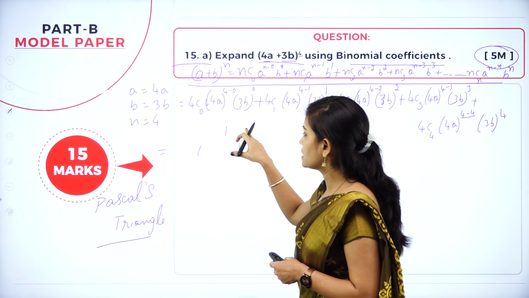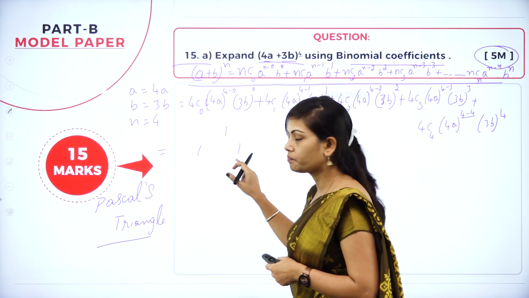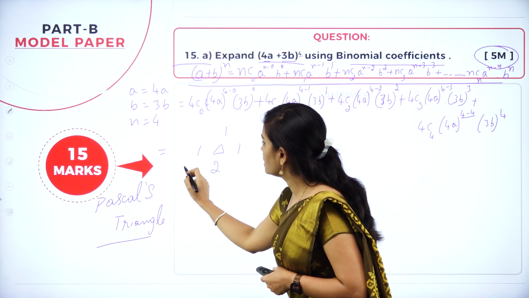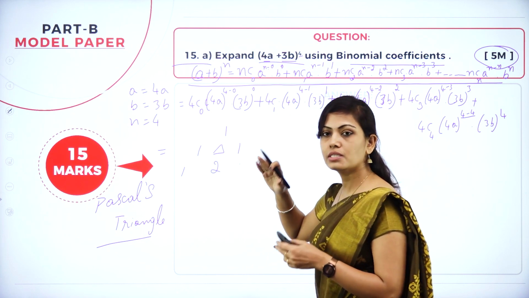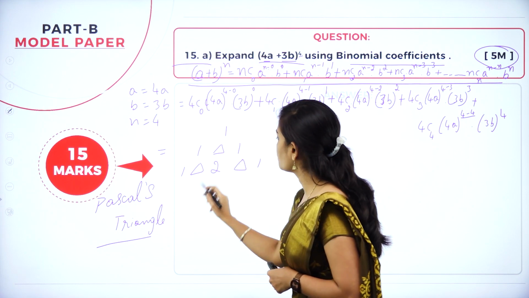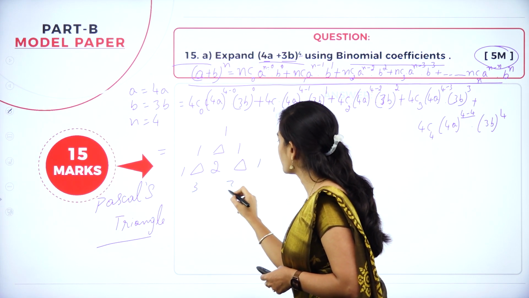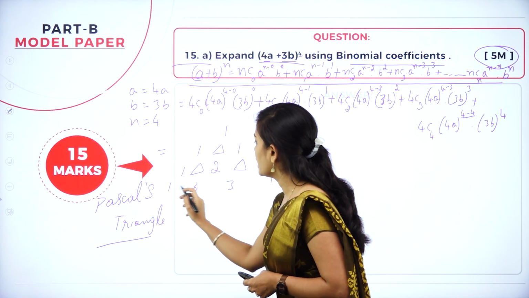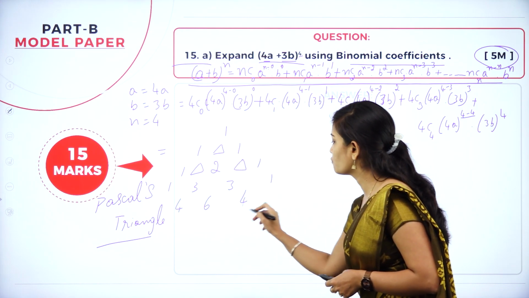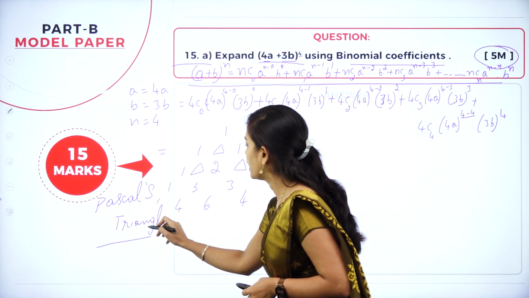The value will start from 1, 1, 1. And you just add these two values: 1 plus 1 is equal to 2, and the remaining values 1 and 1 stay the same on the edges. And again add: 2 plus 1 is 3, 2 plus 1 is 3, again 1 and 1. Again 3 plus 1 is 4, 3 plus 3 is 6, 3 plus 1 is 4, and 1 and 1.